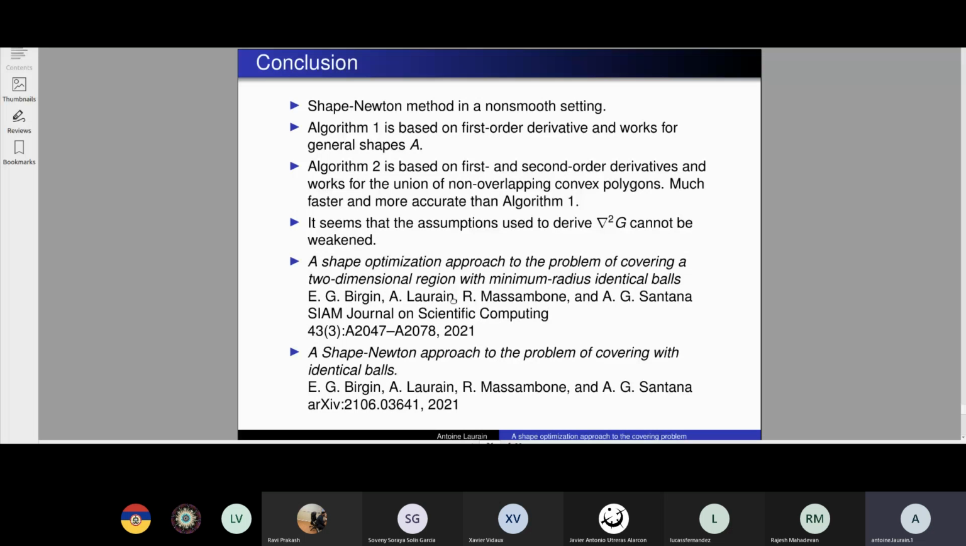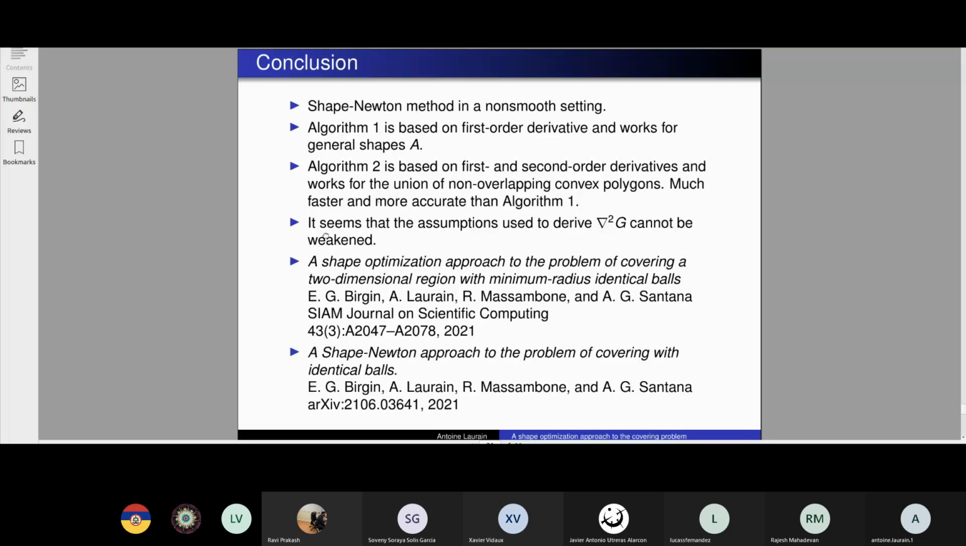There's the first one, which was published recently in SIAM Journal on Scientific Computing, which is for algorithm 1, where we have any shape, but we only use the first derivative. And now we just finished another work that we put on arXiv, where we use the second order method. So it's really like a Newton method, so it's fast and very accurate, but it's a little bit more limited because you only have this union of polygons, right?